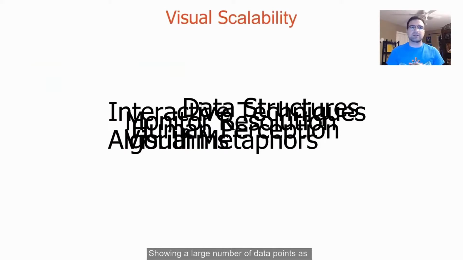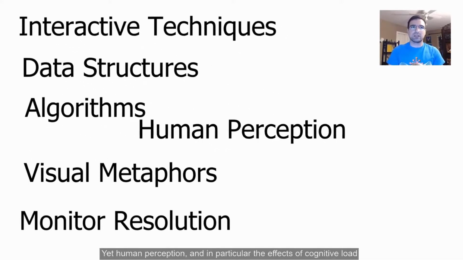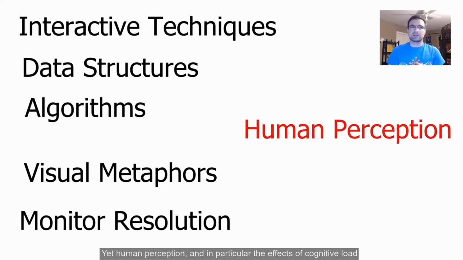Showing a large number of data points as marks is a challenge in any visualization design. I can categorize scalability challenges into 6 categories: monitor resolution, visual metaphors, interactive techniques, data structures, algorithms, and human perception. Yet human perception, and in particular the effects of cognitive load, is understudied in graph visualization.